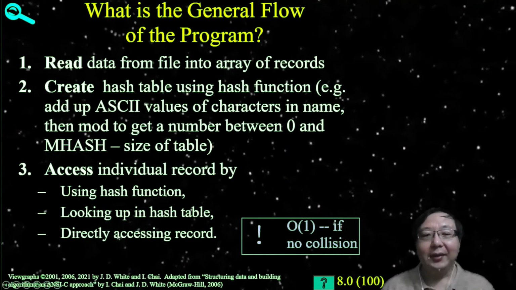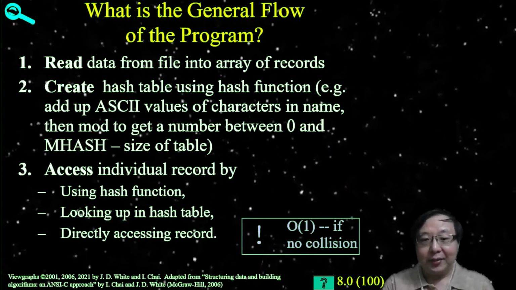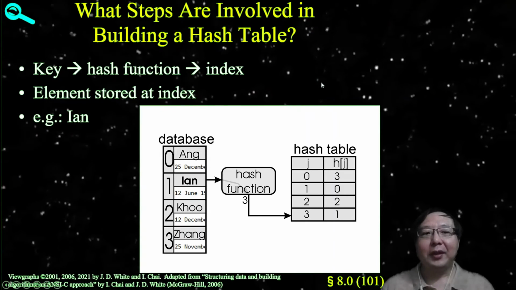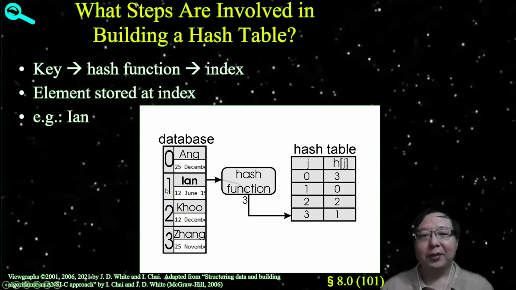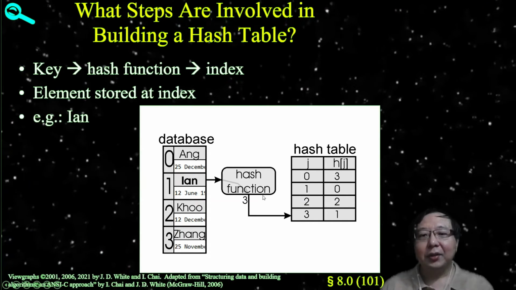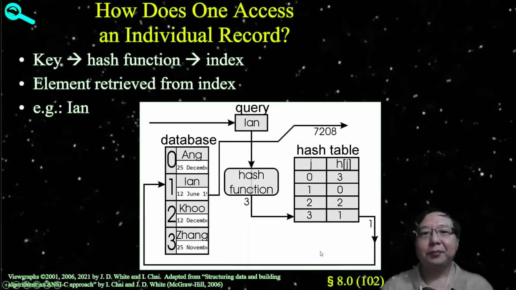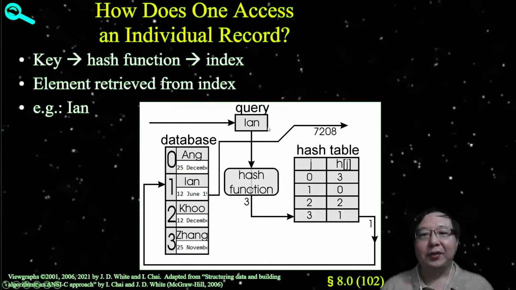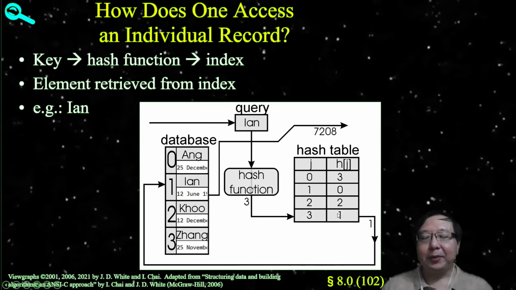That is providing there is no collision, and by collision we mean that two different keys map to the same location. Okay, that's that proviso there. So the steps involved in building a hash table: we have the elements stored at the index. Like here we have Ang at 0 and Ian at 1 and Hu at 2 and Zhang at 3. Then we do the hash function, which will tell us in the hash table where to look up things. So when we're looking to access an individual record, we put that in the hash function and we can find, oh, it's in position 1 immediately in the hash table.